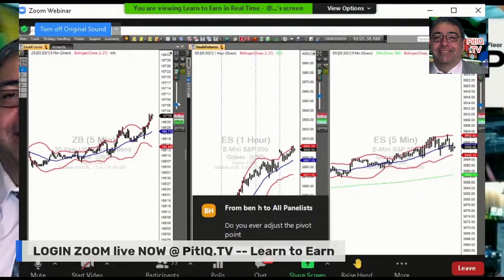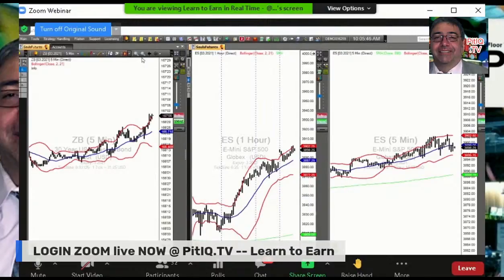Do you ever adjust the pivot point? No, the pivot is good for the whole day. That's why it's called a pivot for the day. The levels could be adjusted based on price action, but not the pivot. All right, you got it.